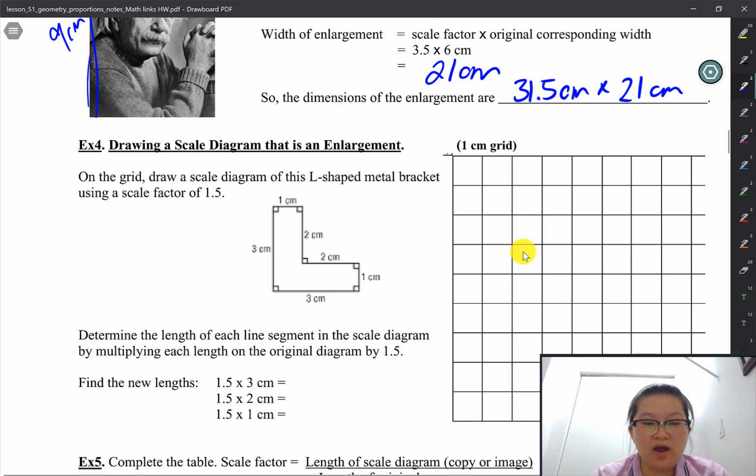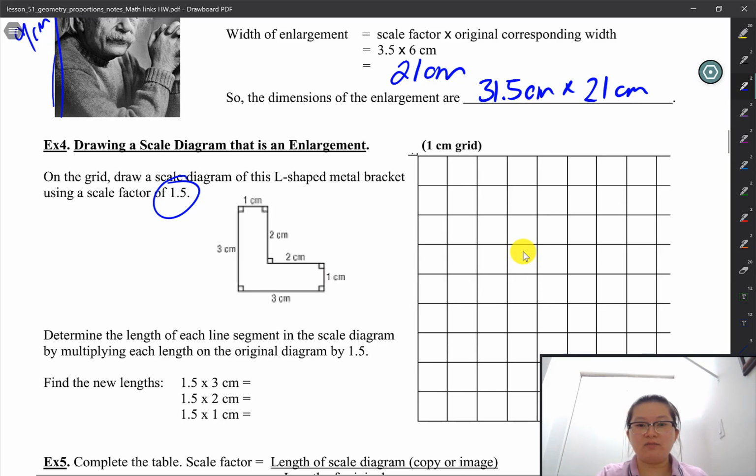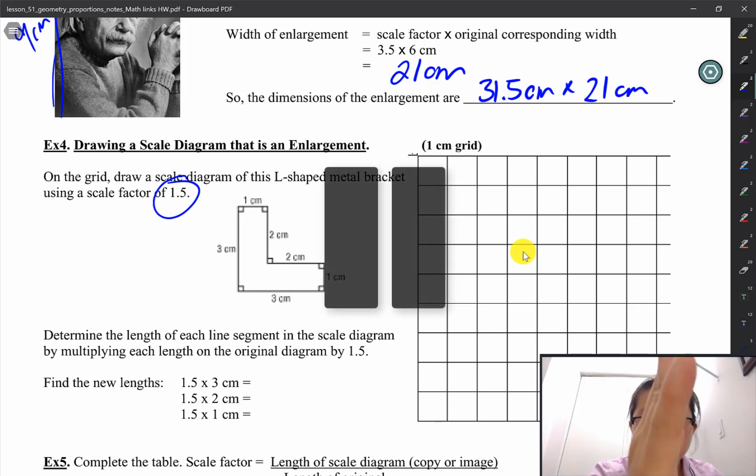Example 4, drawing a scale diagram that is an enlargement. On the grid, draw a scale diagram of the L shape with a scale factor of 1.5. Determine the length of each line segment on the scale diagram by multiplying each length on the original diagram by 1.5. So essentially what we're doing is kind of like the Einstein drawing. We have a small drawing we want to make bigger, and you're going to draw this on this 1 centimeter grid. So this is a great opportunity for you to try yourself by pausing the video.